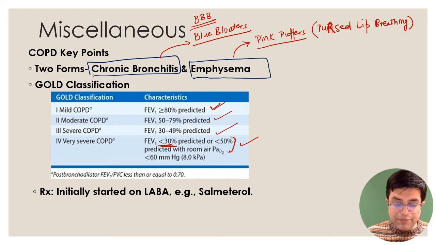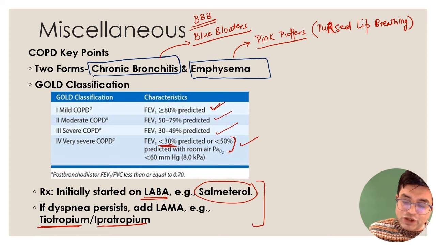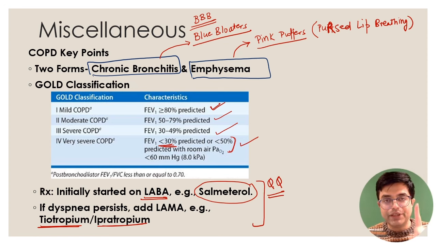And what is the treatment of COPD? Initially, COPD patients are started on LABA, long-acting beta agonist, for example salmeterol. If dyspnea persists despite this, you add LAMA, long-acting muscarinic antagonist, for example tiotropium bromide or ipratropium bromide. Two MCQs on these have been asked, including one case scenario in the recent exam. So add it to your notes. If you know it already, just revise it along with me.